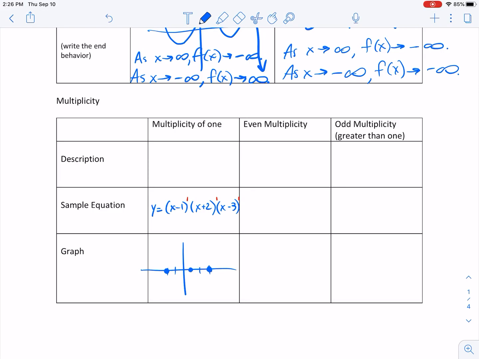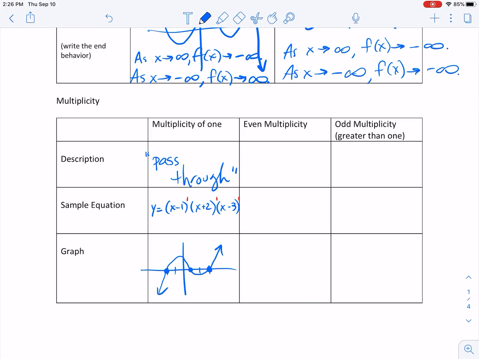If I were to multiply all this out, since its leading coefficient is positive, it's going to come something like that. And what happens with the multiplicity of 1 is it just passes through the x-axis, and just kind of keeps on going about its business.